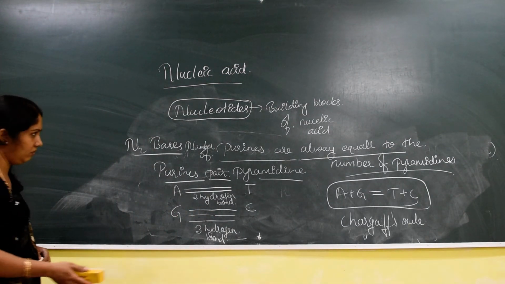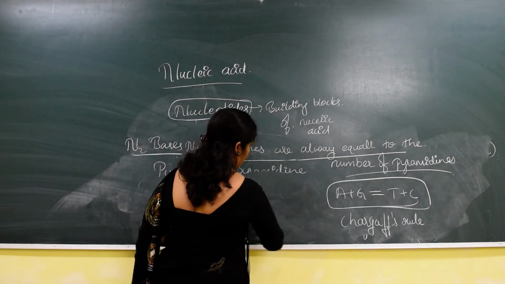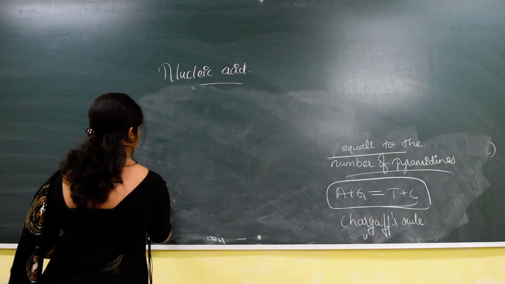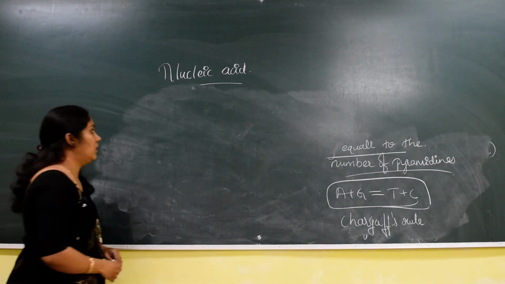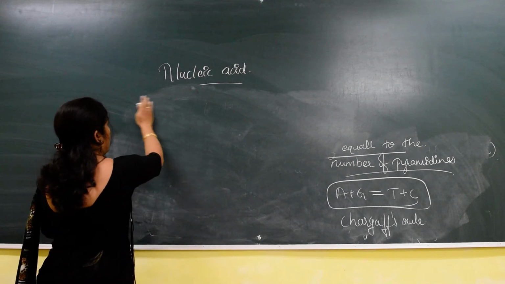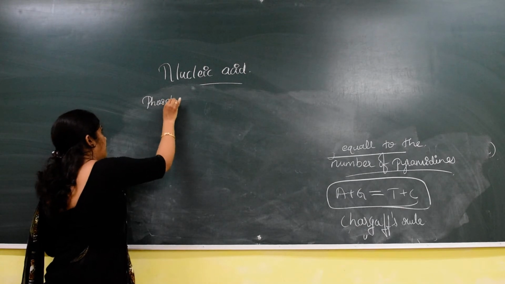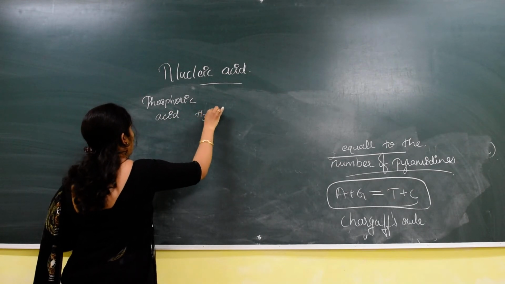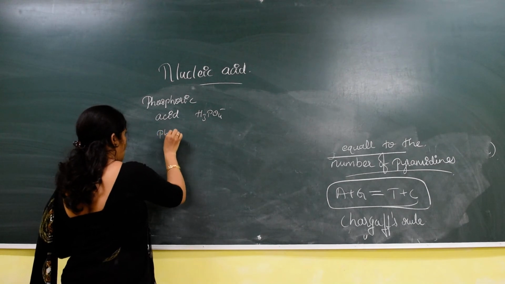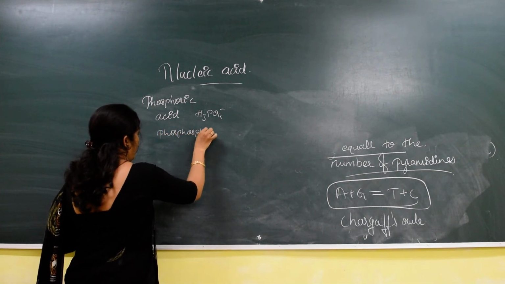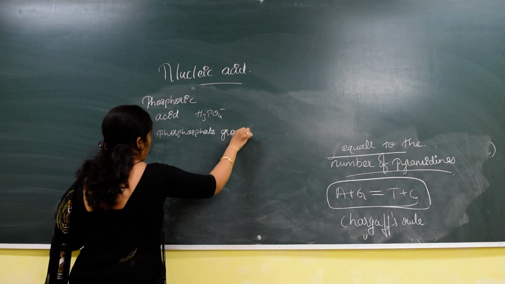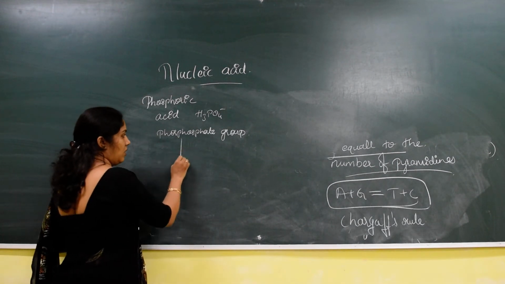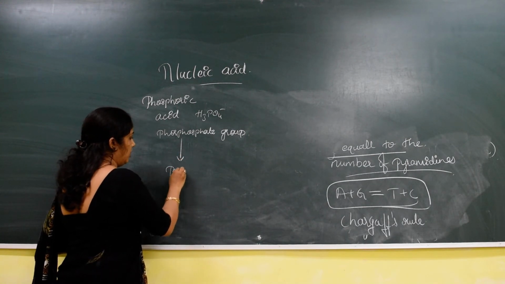Now the next content is phosphoric acid, that is H3PO4, or in general we can say it as a phosphate group. So the phosphate group and the pentose sugar.